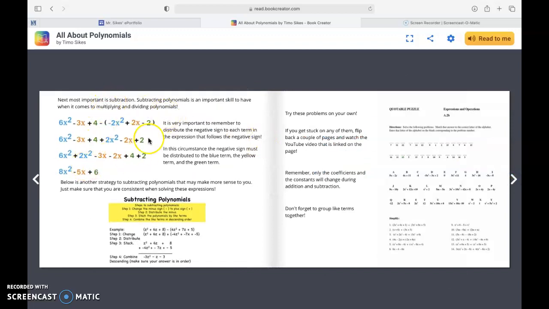So then we talk about subtraction next, and talking about how it's really important to distribute the negative sign. This is the way I like to do it, but then there's an opposite way for students that may like it a different strategy pretty much. I know everyone doesn't learn the same way, so I just provided this right here.